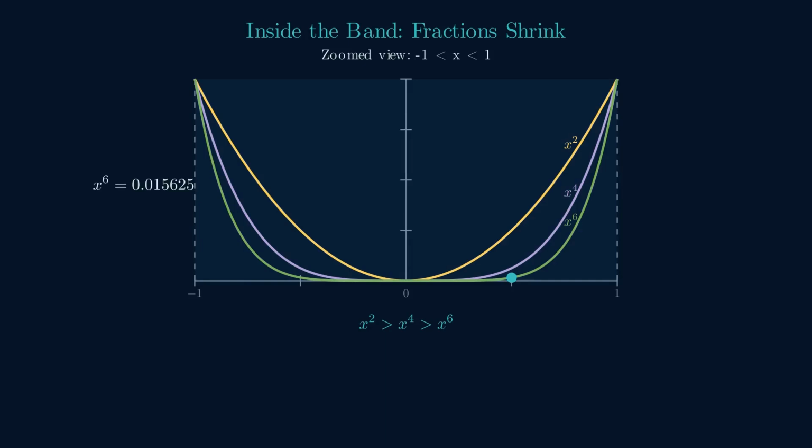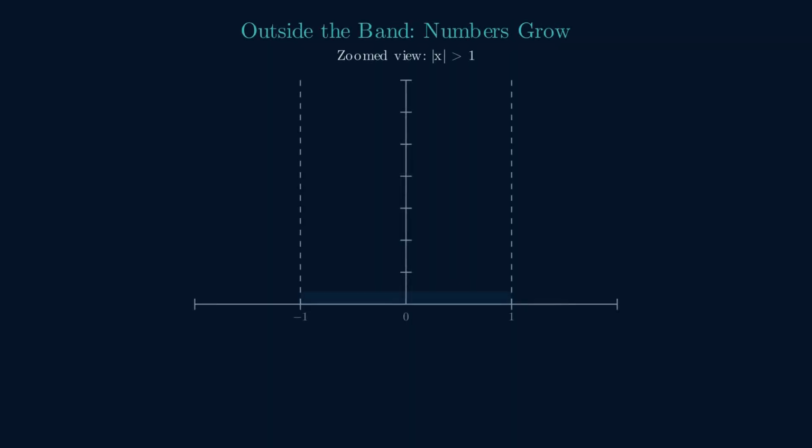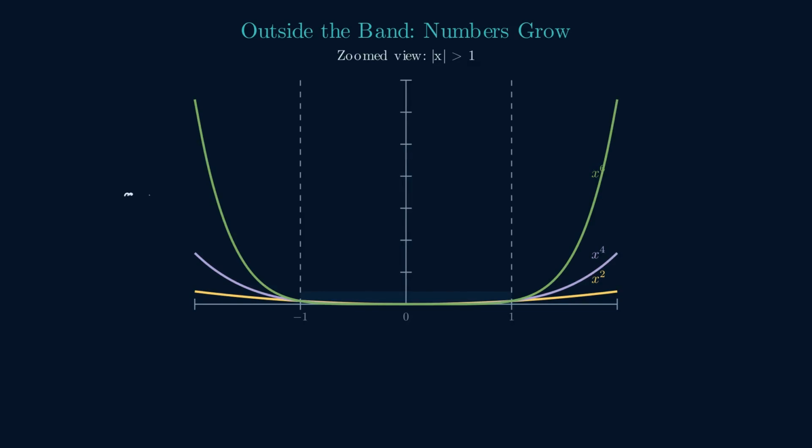Now step outside that band. Past 1, multiplying makes things bigger, not smaller, so the rule flips. Take x equals 2. Squared, that's 4. To the fourth, 16. To the sixth, 64. The higher power runs away fastest, and the ordering is the one you'd expect. x squared is less than x to the fourth, less than x to the sixth.